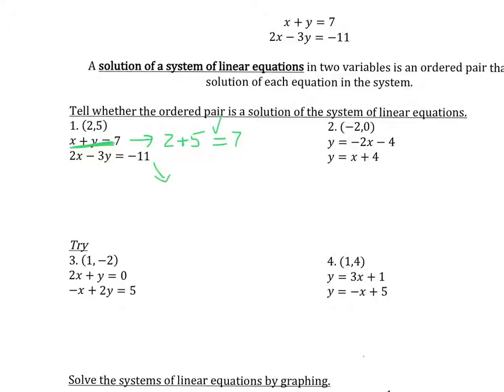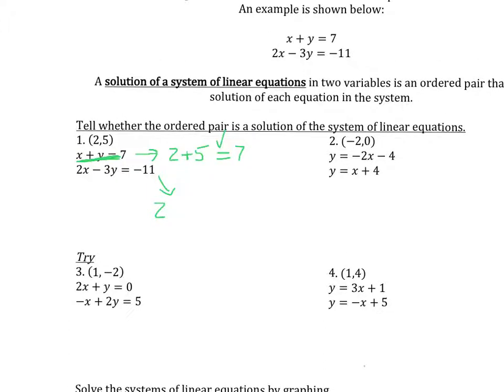Then I have to do the second one. The second one is 2 times the x value, which we figured out is 2, minus 3 times y, which from the ordered pair is 5, equals negative 11. I just copied down that equation with those values there. Now we figure out, is it true? 2 times 2 is 4. Negative 3 times 5 is negative 15. And I bring down my negative 11.